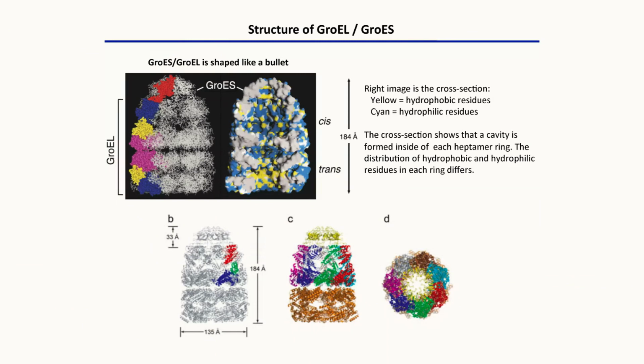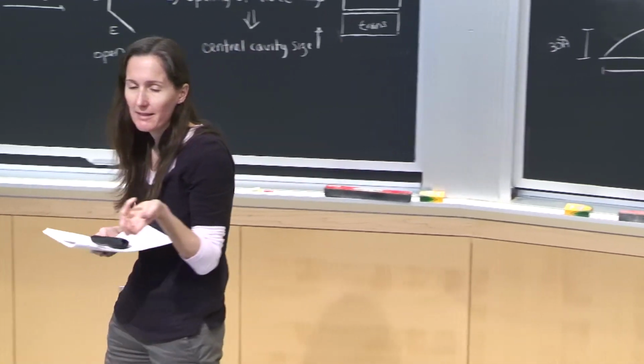And so I find this to be a really beautiful machine. Here we have the bullet-shaped 2 GroELs and 1 GroES. And here we have the different domains colored. And here what we have is a cutaway view to look at the interior of the chambers. And so we have the cis chamber on top, the trans chamber on bottom. And in the color coding here, for this cross-section, what we have in yellow are hydrophobic residues, and in cyan, hydrophilic residues. Okay, and so what's important to do is take a look at the cis chamber and the trans chamber and ask what's going on in the interior and why might that be important.